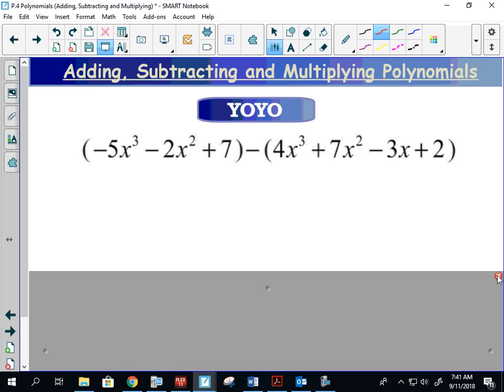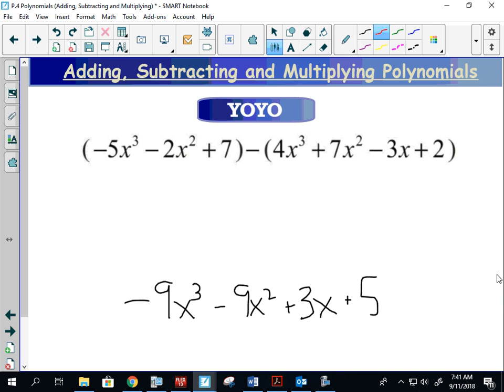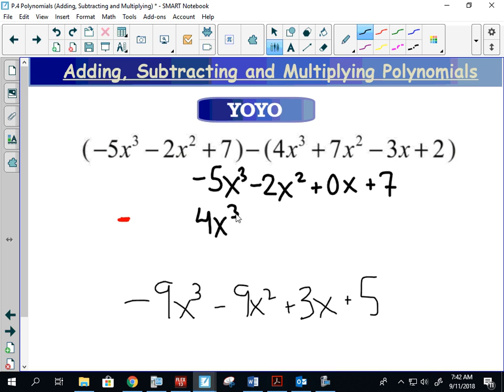Okay, welcome back. The answer you should have got is -9x cubed minus 9x squared plus 3x plus 5. I'm just going to show what it should look like if you lined everything up. So if you lined everything up, it would have been -5x cubed minus 2x squared plus 0x plus 7. The second one, we're going to be subtracting. It's going to be 4x cubed plus 7x squared minus 3x plus 2.